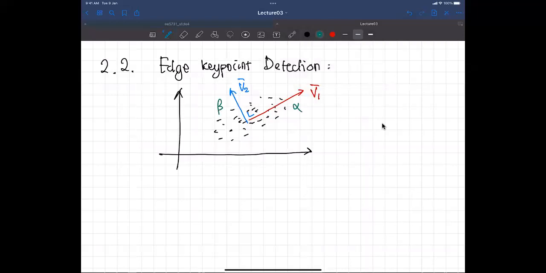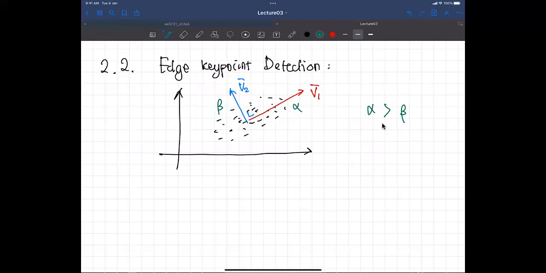So alpha and beta are actually the magnitude of these vectors. If the eigenvalue is largest, then it will be the most important principal component. So if you have a two-dimensional distribution of data, you have V1 and V2. And because V1 is the principal component, alpha is greater than beta.